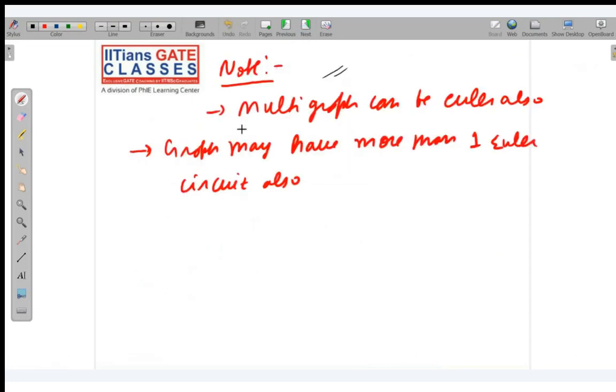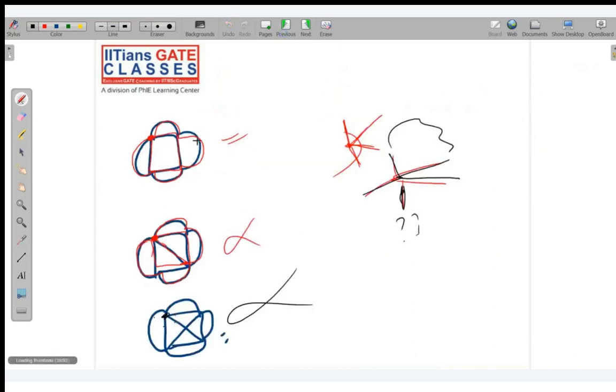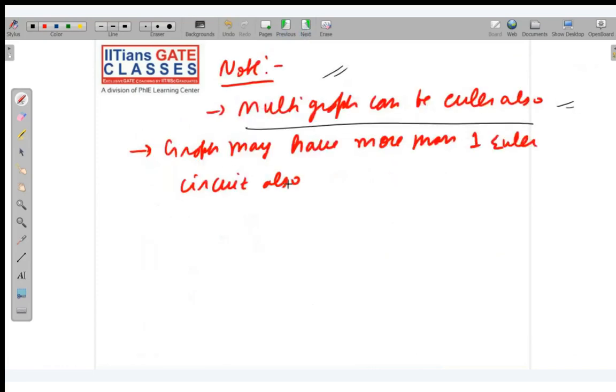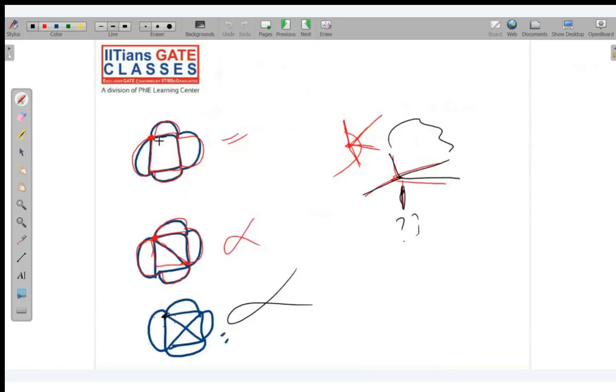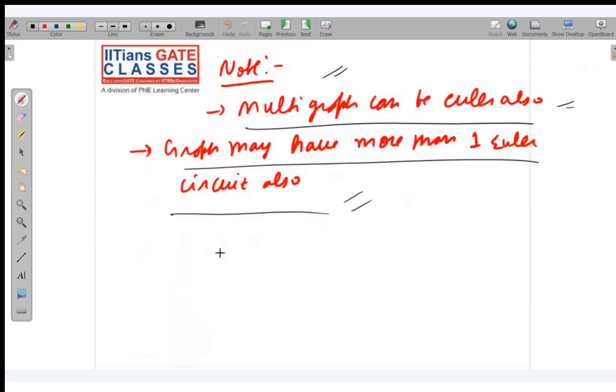A multigraph can be Euler also, and these are nothing but multigraphs. Parallel edges are there, so no problem. A multigraph can be Euler, and a graph may have more than one Euler circuit also. Like this you have covered, or you can cover from here also. So multiple circuits are there, don't need to worry. Take snapshot. I will jump to the next slide.